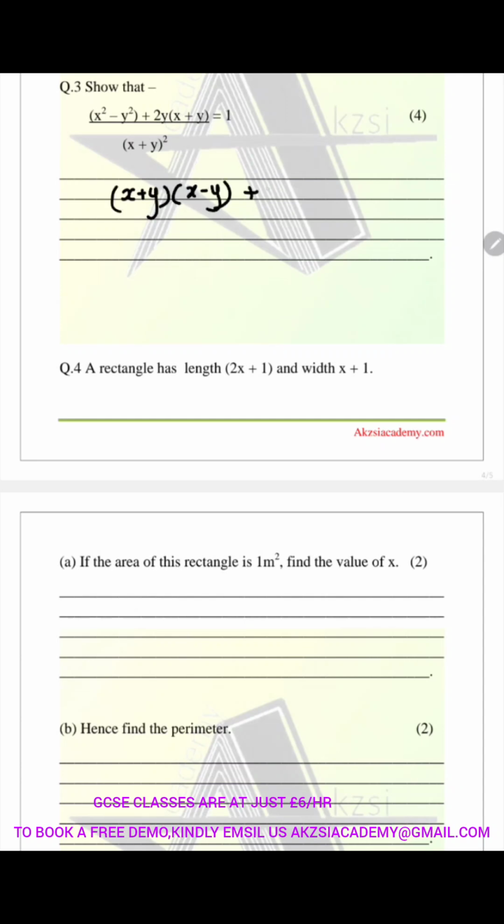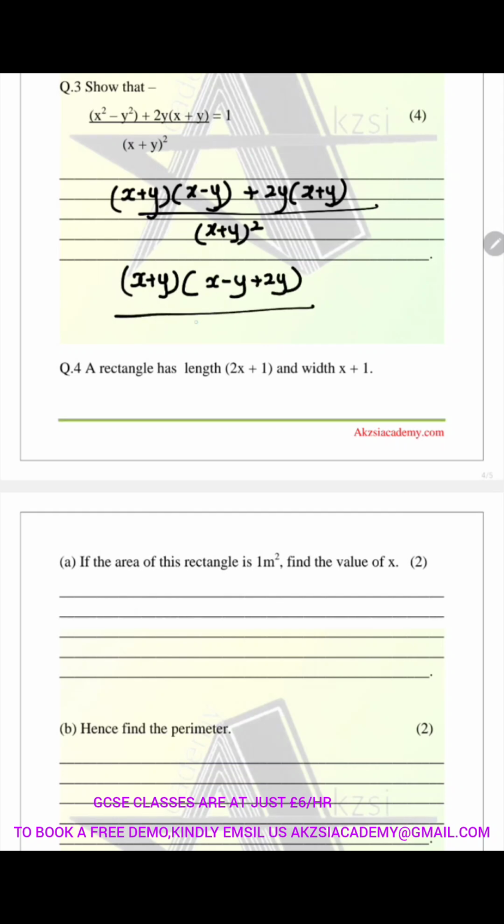plus 2y times x plus y, over x plus y whole squared. We have two expressions in the numerator. I can take out x plus y as common. So taking out x plus y as common, what remains is x minus y plus 2y, over x plus y whole squared.